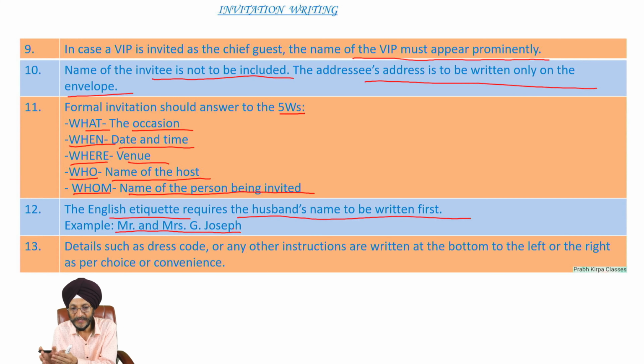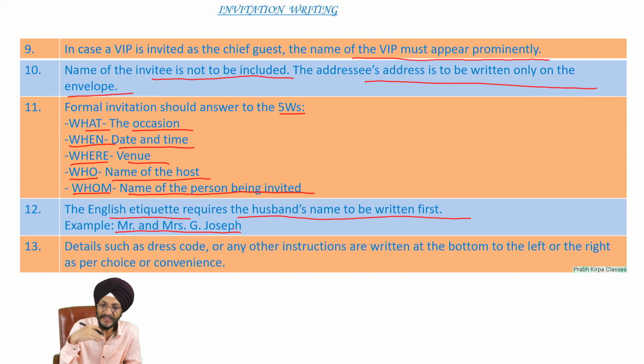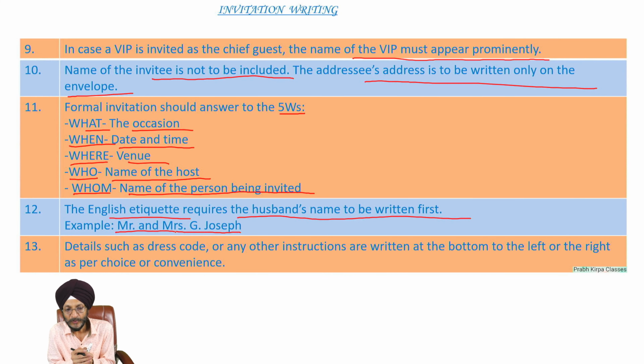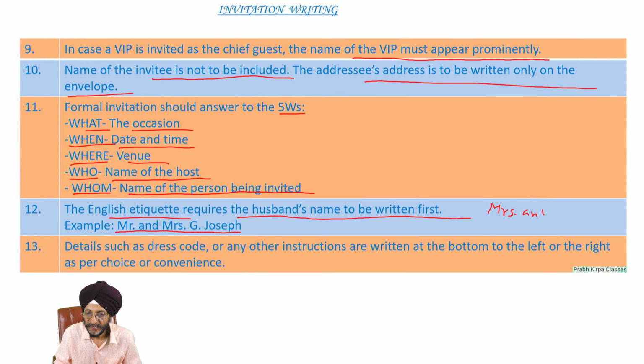That is, Mr. and Mrs. G. Joseph invite you to cordially attend the marriage ceremony of their son. That is in American English, Mr. is written first, then comes Mrs. But so far as Indian culture is concerned, in Indian English, we normally write Mrs. and Mr. That is, in Indian English, we write the name of Mrs. first and then comes Mr.